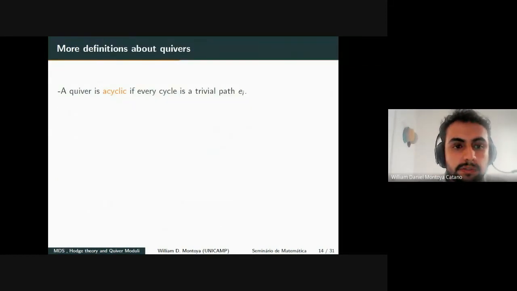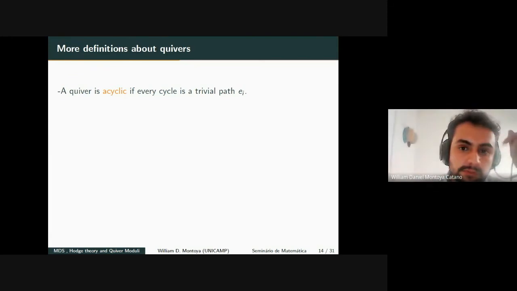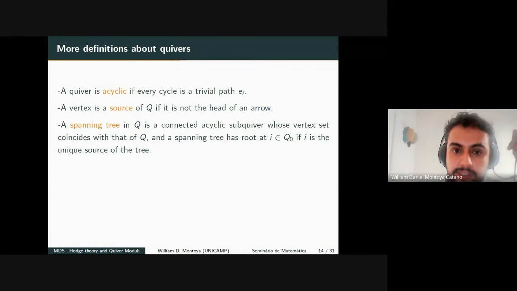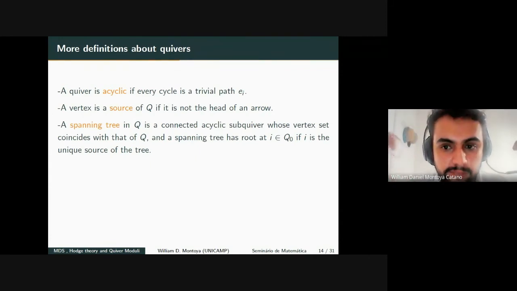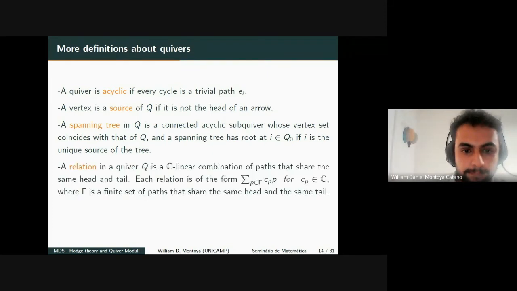Okay, so more definitions. A quiver is acyclic if every cycle is the trivial one, just a loop at every vertex. A source is a vertex that is not the head of an arrow. A spanning tree is a connected acyclic subquiver whose vertices coincide with those of Q. And a spanning tree has a root at i if i is the unique source of the tree.